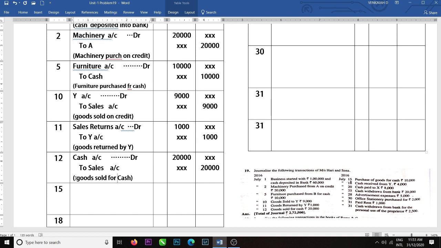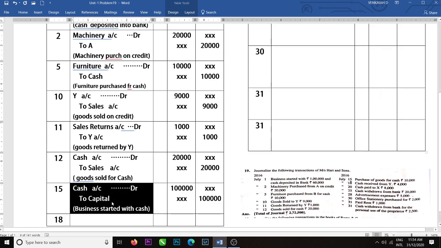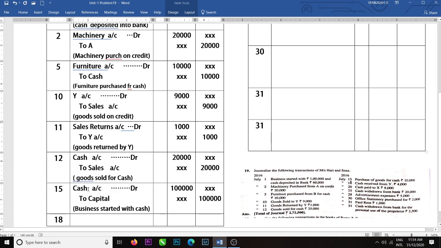15th date: purchased goods for cash. Sales are always credit, purchases are always debit. Why are purchases debited? Because goods are coming in. So the entry is purchases account debit to cash account. Purchase account debit to cash.